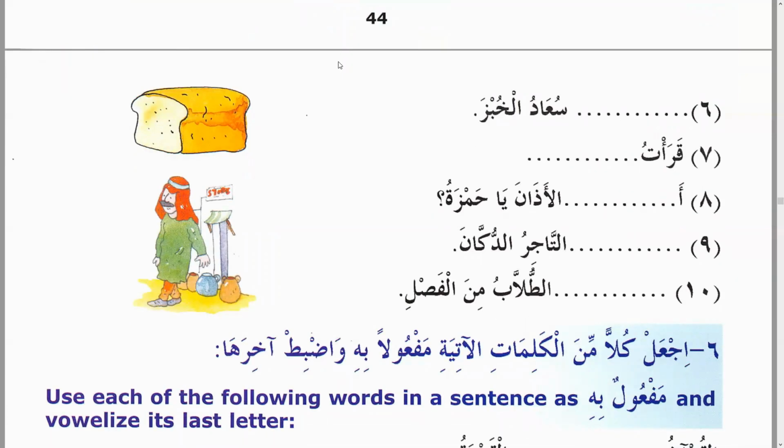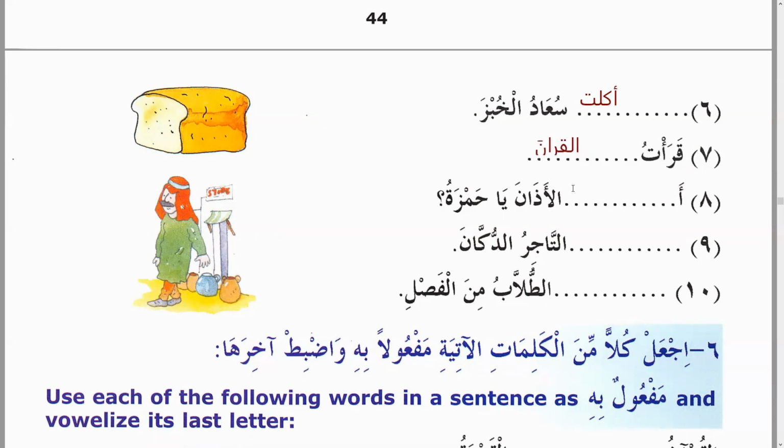Suad al-khubsa. Suad ate the bread. Which verb for eating? Akala, but feminine now, because Suad is feminine, right? So we will say akalat. Yes, akalat Suad al-khubsa. Suad ate the bread. Qara'atu, I read. I read something. Qara'atul Qur'an. Fine. I read the Qur'an.